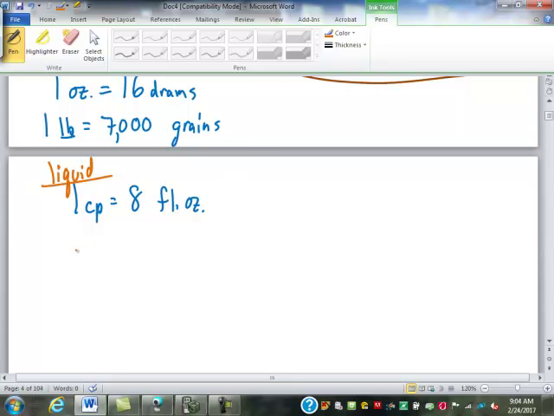Smaller than a fluid ounce, of course. It would make sense to have a fluid dram. The abbreviation for dram, by the way, is DR. The problem is, in the weight system, 1 ounce is 16 drams. In the fluid measuring system, 1 fluid ounce is only 8 fluid drams.